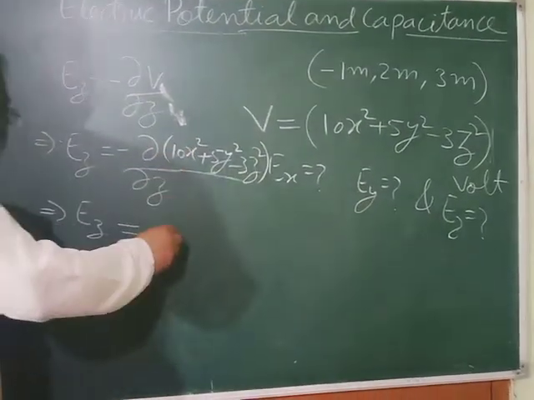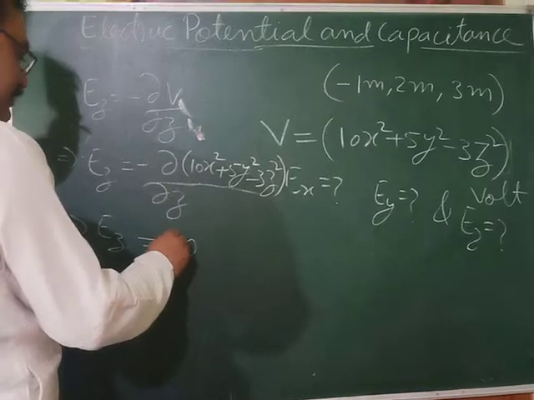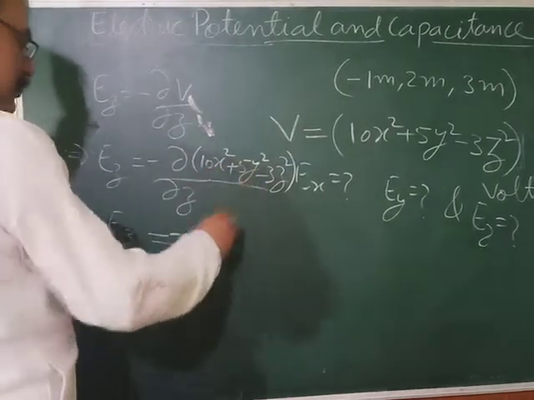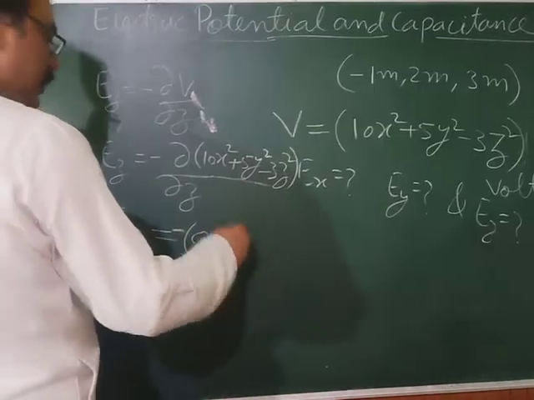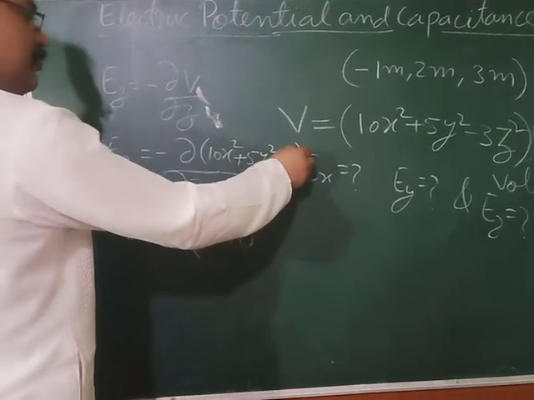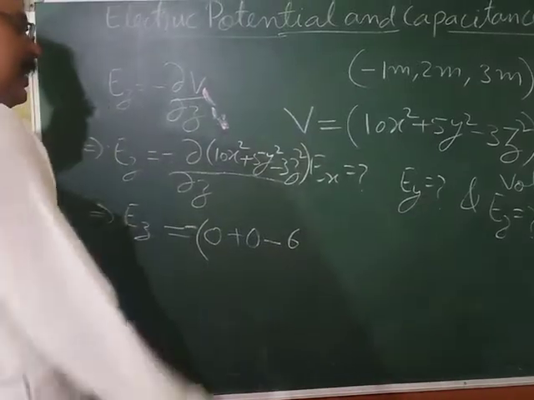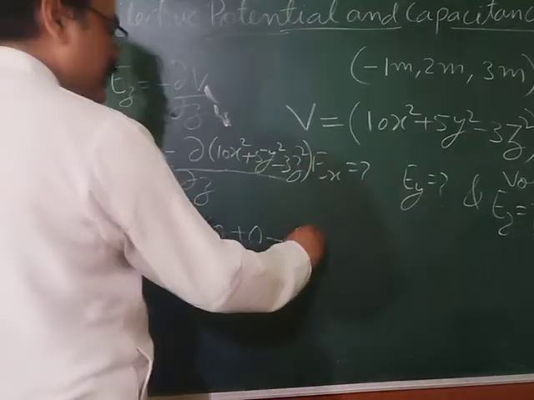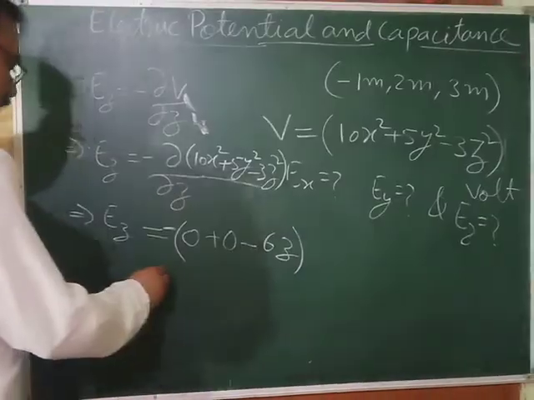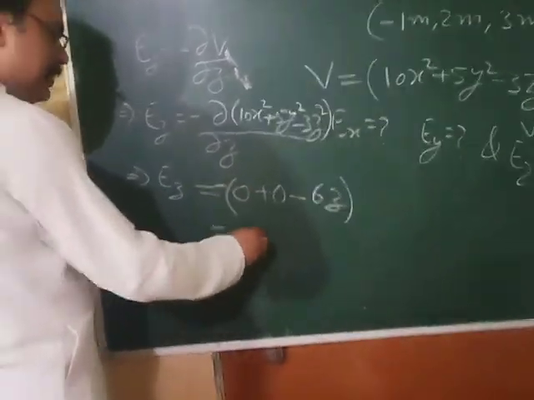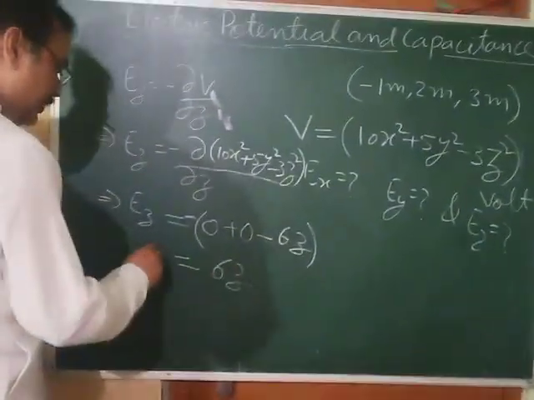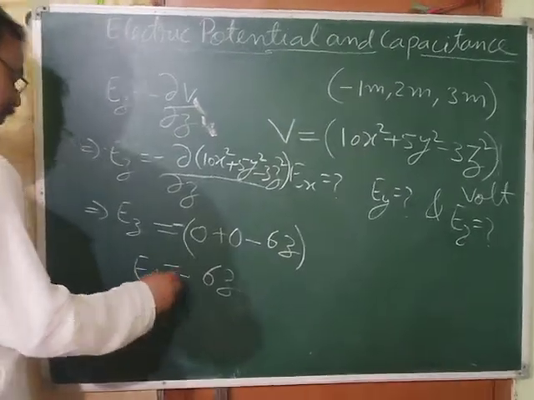So the x part will become 0. This minus is there outside, don't forget this. This also will become 0. When you differentiate this, 2 will get multiplied to this 3, we will get minus 6, and its power will reduce by 1, so we will get minus 6z. So what are we going to get? Minus into minus is plus 6z. We will get Ez is equal to.